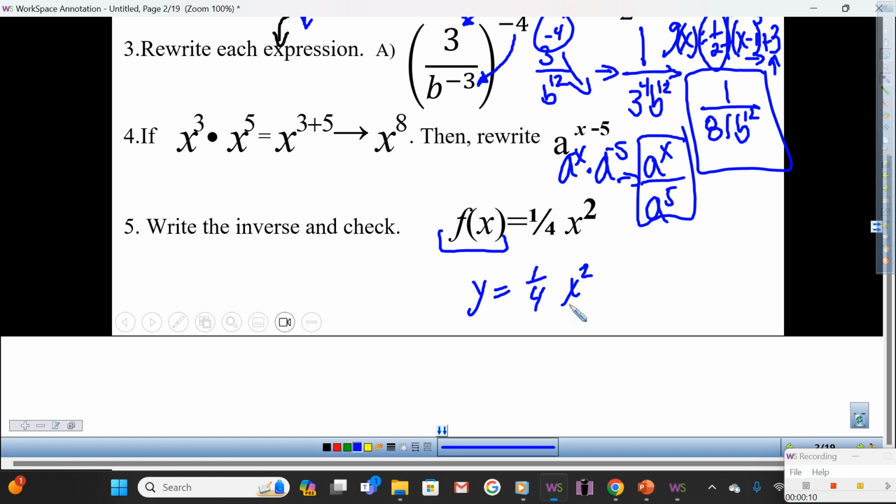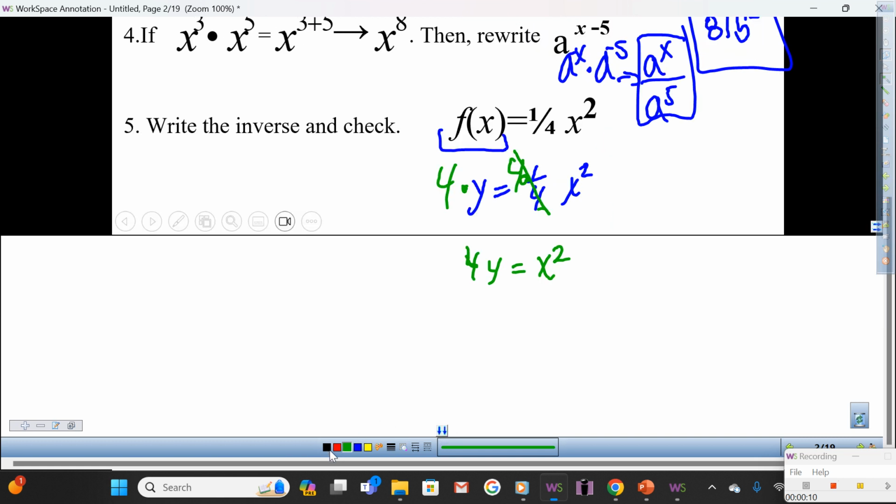And what is the goal with inverses, guys? That we need to leave x by itself. Is that correct? So at this point, we need to get rid of the 1/4. So we need to multiply times 4 both sides. We're left with 4y equals x squared. And what's our last step right there, everyone? Square root. Square root. This cancels that. We're left with square root of 4y equals 2x.